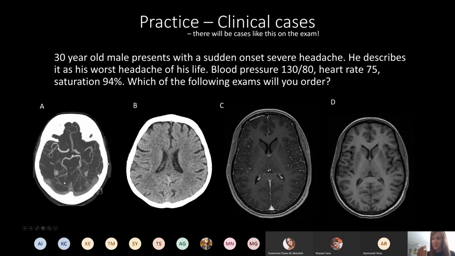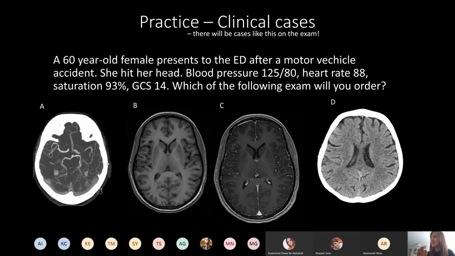So A is a CT angiography, B is a CT scan, C is a post-contrast MRI, and D is a T1 weighted pre-contrast MRI. Okay, cool. Next, a 60-year-old female presents to the ED after a motor vehicle accident. She hit her head, blood pressure 125/80, heart rate 88, saturation 93, Glasgow Coma Scale 14. Which of the following exams will you order? I guess it will be pretty easy by now.